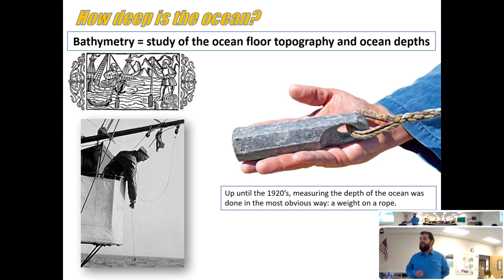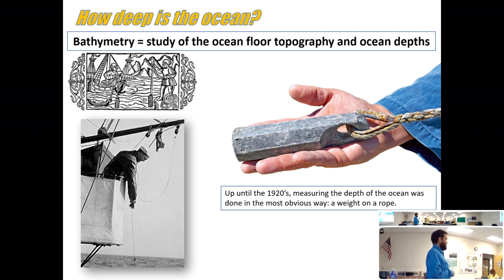Now, in the old days, how do you think they measured the depths of the ocean? With a weight and a rope. Yeah, and they've been doing it that way for a long time. Look at this woodcut from, I think, the 14th century. Just a weight on a rope, see how much rope goes down, and that's how deep the water is there.